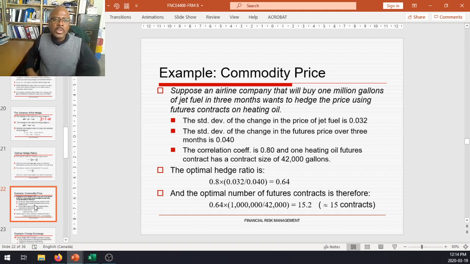So we know the airline company is using heating oil as opposed to futures contracts on gasoline or some other futures contracts, because heating oil has the highest correlation with jet fuel. Jet fuel prices and heating oil prices have the highest correlation of all underlyings in the futures market. The standard deviation has been determined to be 0.032 or 3.2%. This is the standard deviation of jet fuel prices. The standard deviation of the futures price has been determined to be 4%. And the correlation between jet fuel prices and futures prices is 0.8.